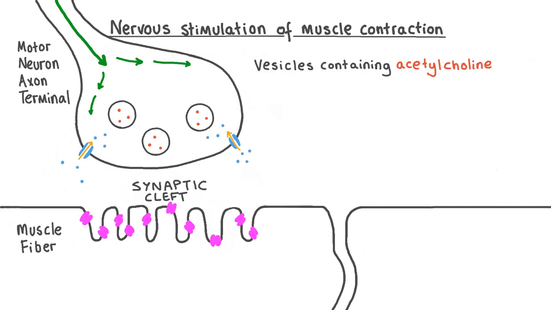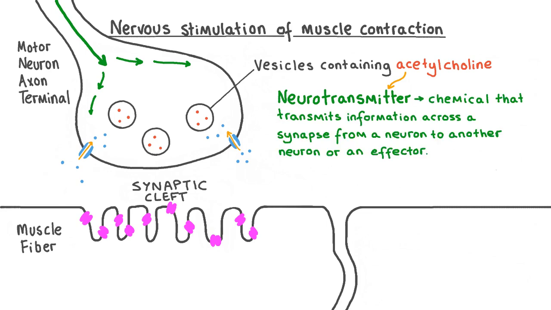There are vesicles within the synaptic knob containing a substance called acetylcholine. Acetylcholine is the neurotransmitter at neuromuscular junctions in skeletal muscle. A neurotransmitter is a chemical that transmits information across a synapse from a neuron to another neuron or from a neuron to an effector. In this case, the effector is our muscle fiber.